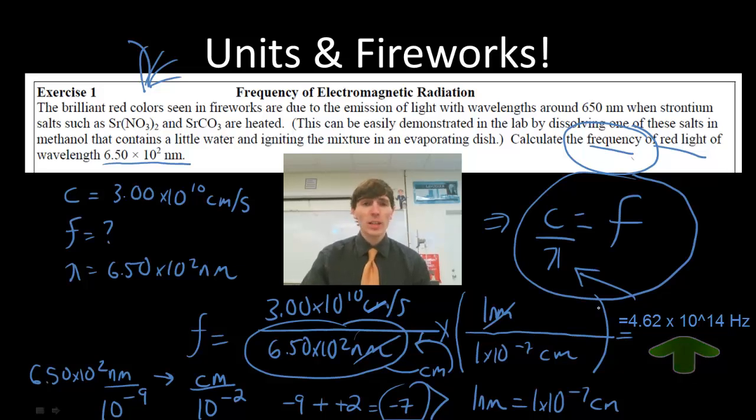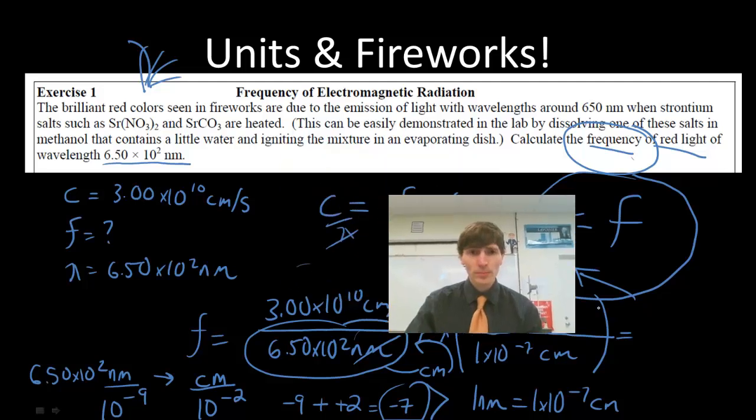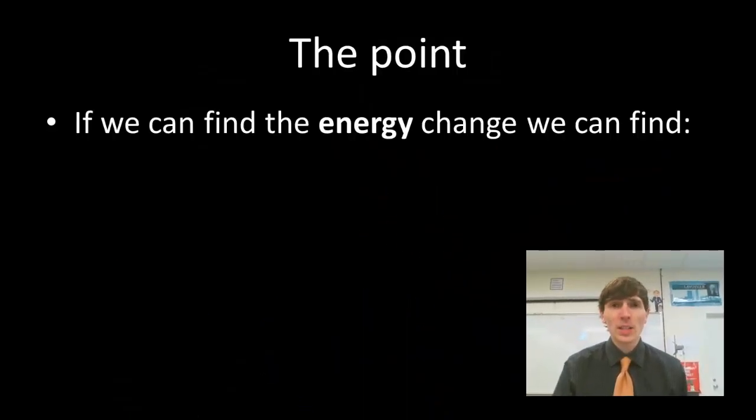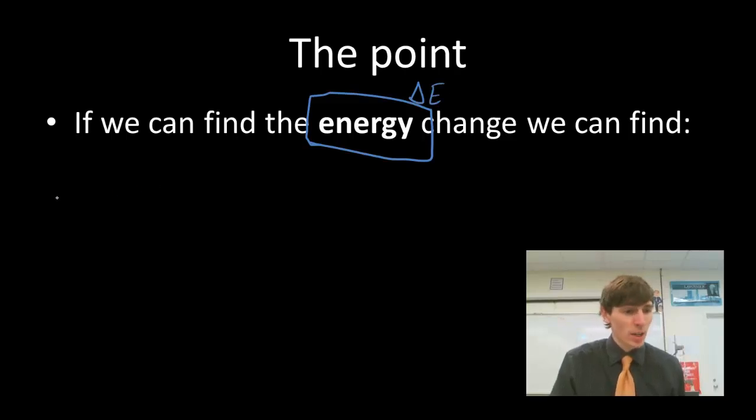And there's one other thing I'd like to bring your attention to as you're working through this worksheet, and that is the point of some of these problems. The point of some of these problems is that we need to find the energy change, delta E, because if we can find that, then we can find a lot of stuff. Whether I'm looking at an electron jumping from, let's say, the first energy level to the fourth energy level, electrons have certain energies at each energy level.